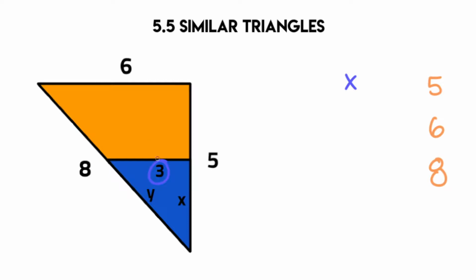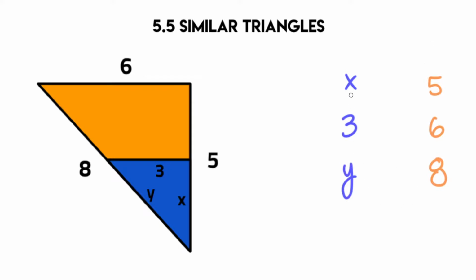The 3 is going to dilate to become the 6. So the 3 lines up with the 6. And the y is kind of the hypotenuse of this thing. It kind of looks like a right triangle a little bit. So y is this long side, so y is going to correspond with the 8. So y is down here.